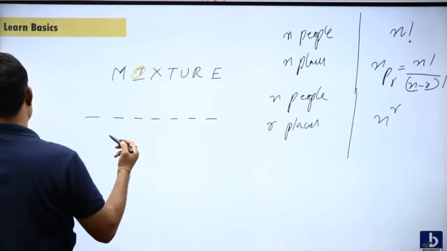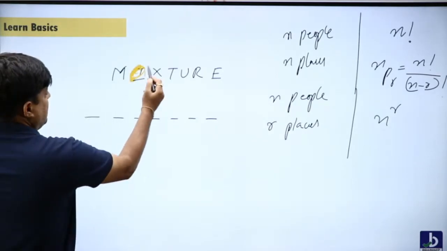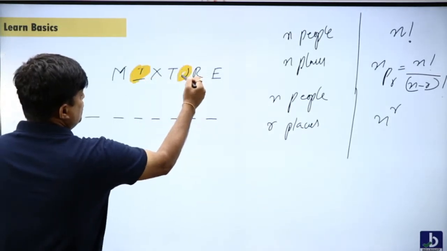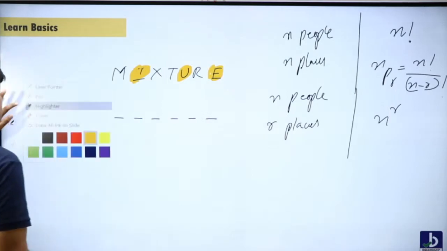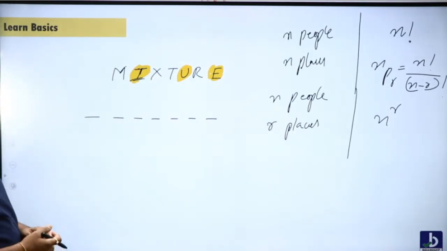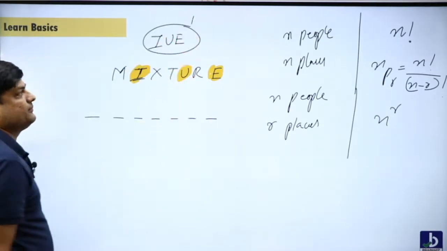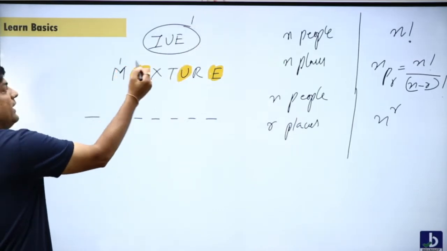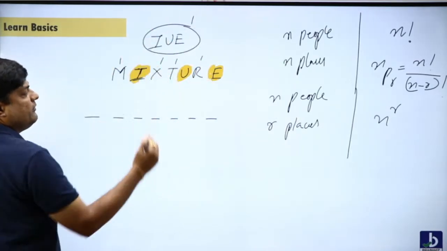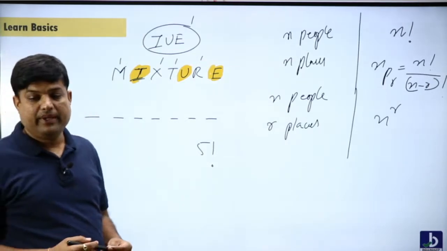It's very simple. Here, I, U, E. You all know that. Three letters are there, so these three, I, U, E, have to be taken as one unit. All the remaining are one unit each. One, one, one, one. So how many units? Five. So we can say 5 factorial. Are you understanding, everybody?